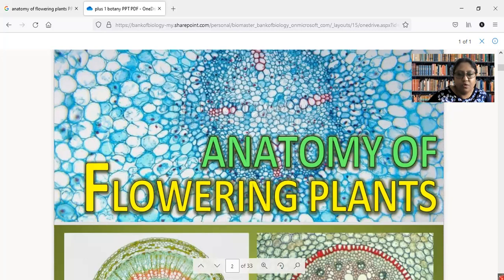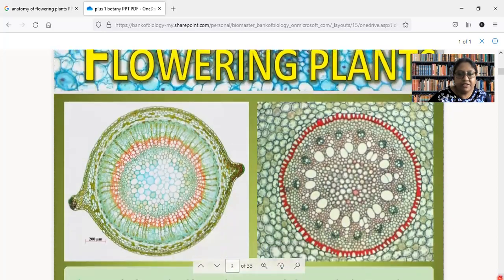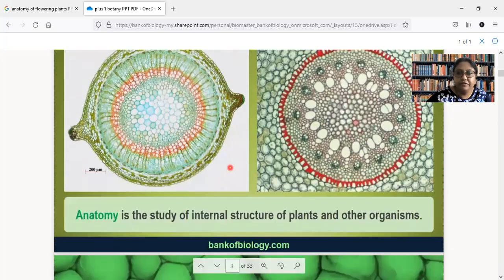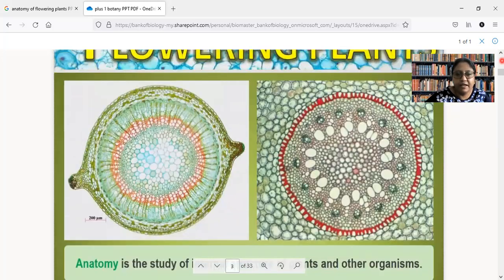Okay. So we will start our lecture with the definition of anatomy. Anatomy is the study of internal structure of plants and other organisms. The word anatomy can be applicable for plants, and it can be applicable for animals also.